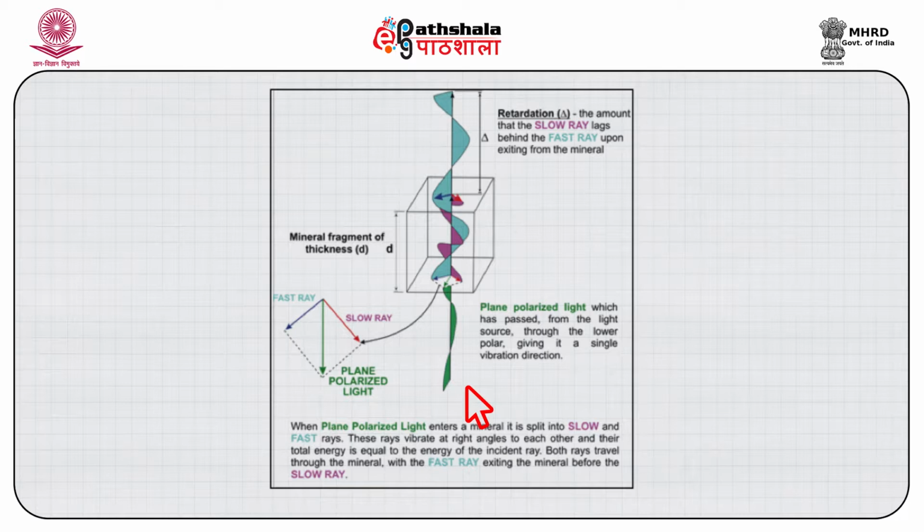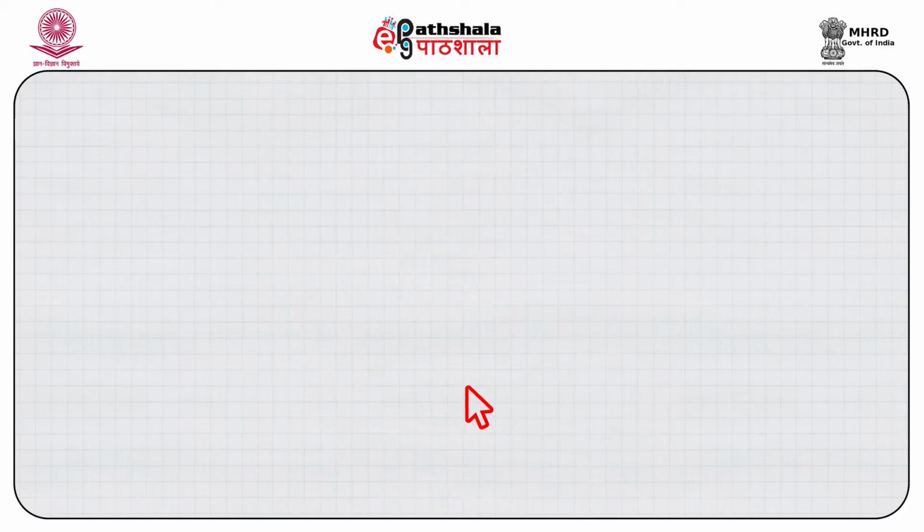But in the second case, if the retardation of the slow ray behind the fast ray is equal to half a wavelength, the two rays are out of phase and can be resolved into the vibration direction of the upper polar. Both components are in the same direction, so the light constructively interferes and passes the upper polar, which is why we see interference color.